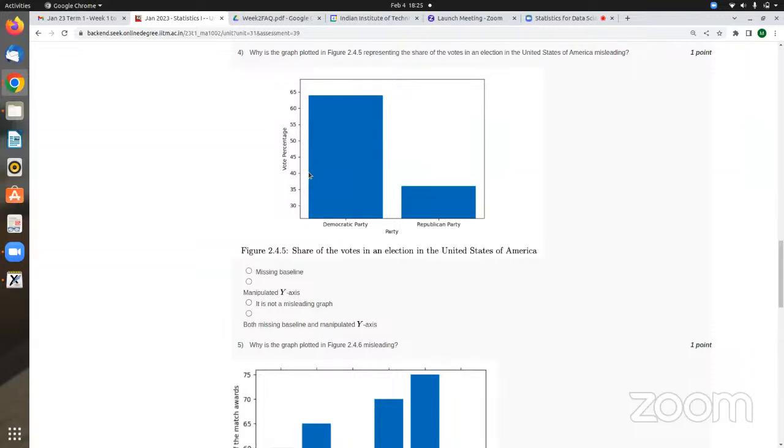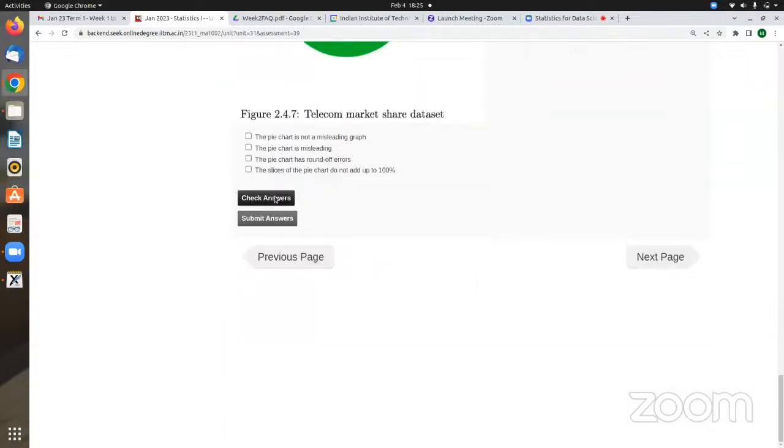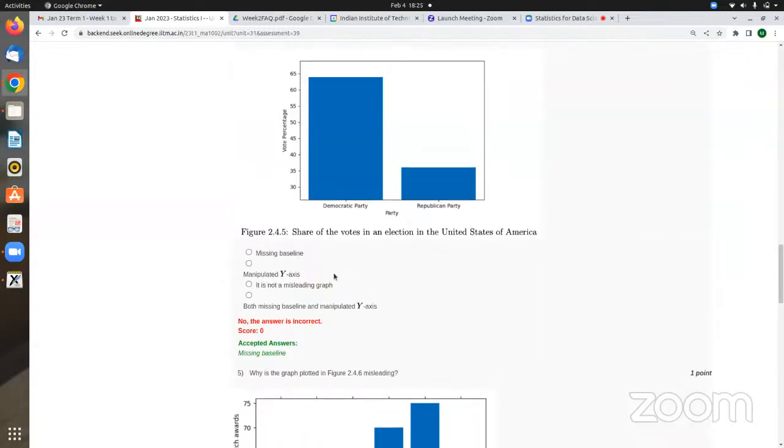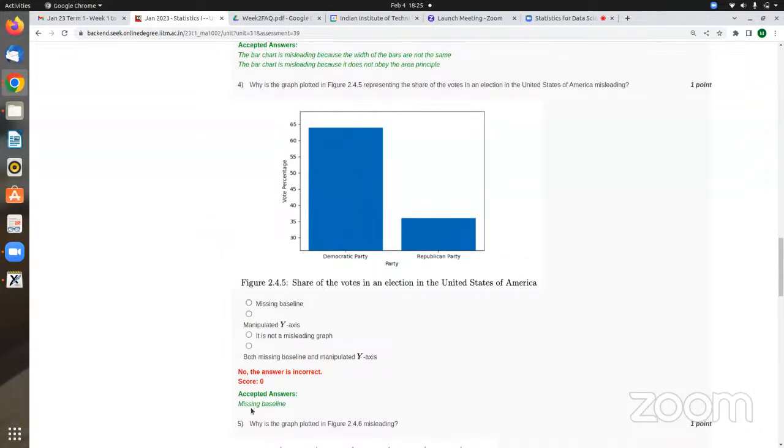But the option was that only the missing baseline was the correct answer, not a manipulated y-axis. So it is not manipulated y-axis, right? I have a uniform scale throughout, 30, 35, 40. The 0 is not there, so it is only a missing baseline, not a manipulated y-axis. For a manipulated y-axis, I should start from 0 at least, I should not have any breaks in between, and I should have different scales over the y-axis. That is a manipulated y-axis.